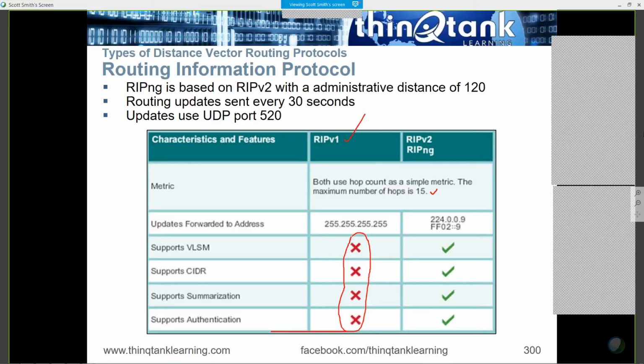So you look at this and say, okay, these are good protocols, right? RIP next generation, RIP version 2, those are great protocols because they support all these features. But they aren't, because of this: hop count as the metric. That is really the downfall of RIP. The metric that it uses is grossly inadequate, especially in modern networks today.